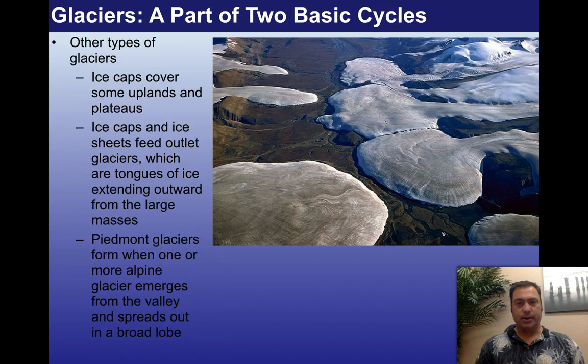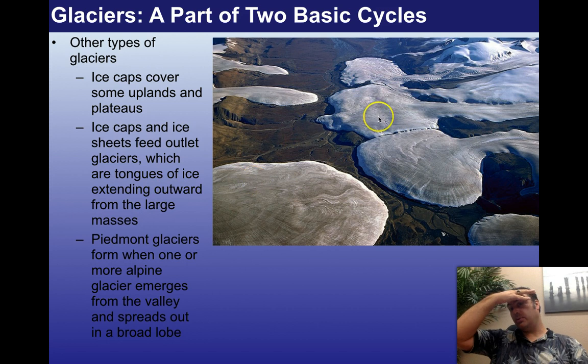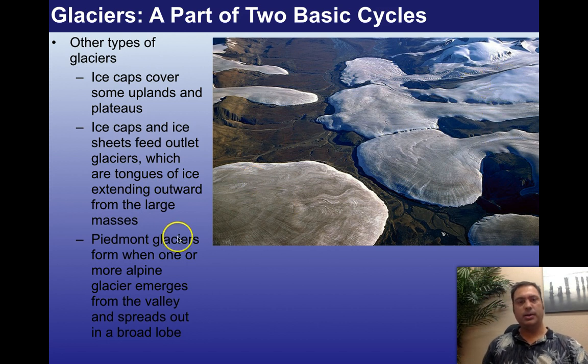Okay, there are other types of glaciers too, right? So we talked about the two basic ones. There's ice caps that cover some upland plateaus. The ice caps and ice sheets feed outlet glaciers, right? So basically the ice starts to bleed out, which are tongues of ice extending outward from the large masses. So, you can imagine there's an ice sheet somewhere uphill of these glaciers here.